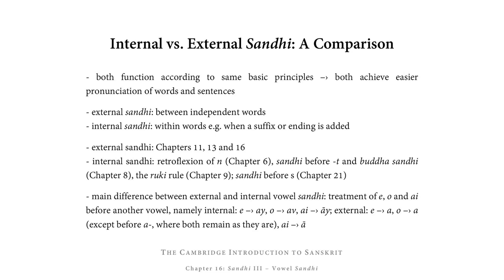Whereas in external sandhi, we have e, o and ai changing into a and a. So what's happening here is that the second element of their underlying form, e has underlying ai, o has underlying au, and ai has underlying ai. The second element of that is dropped, and therefore ai appears as a, au appears as a, and ai appears as a. Also, we have the exception of e and o before short a, where they both just remain as they are.